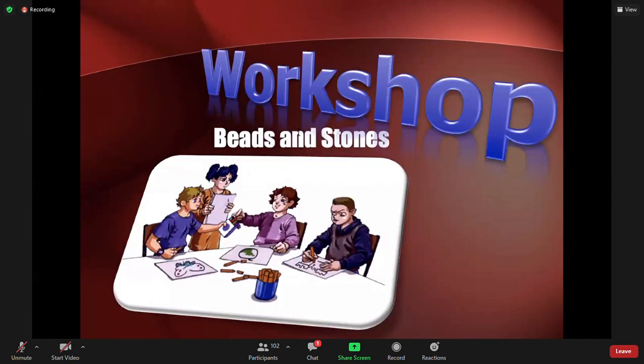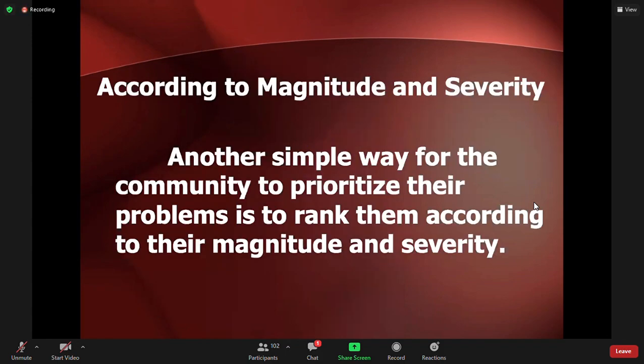So usually when there is a workshop that I'm doing, sa group nyo di-discuss nyo kung it depends on the nature, the magnitude, the severity, and the perception. So, according to magnitude and severity, a simple way for the community to prioritize their problem is to rank them according to their magnitude and severity. So, multiply nyo, di ba? So, you rank it as okay, bakit mo yan i-rank as the number 1? And then the magnitude.